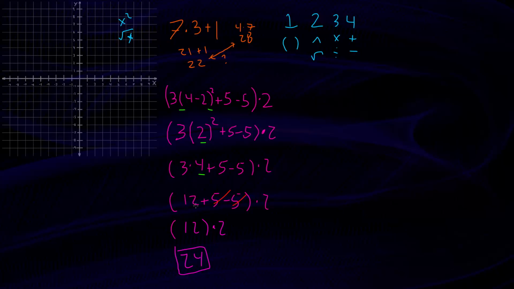Next, we're going to go through with multiplication, and we've got 3 times 4 gets us 12. And then we're doing the 5 plus 5, and that ends up canceling. Now we have just 12, and then multiply that by 2, and we have 24. So that is how we arrive at our answer.